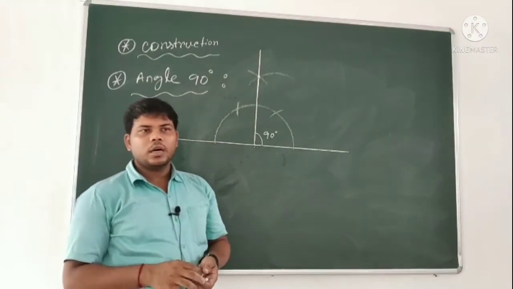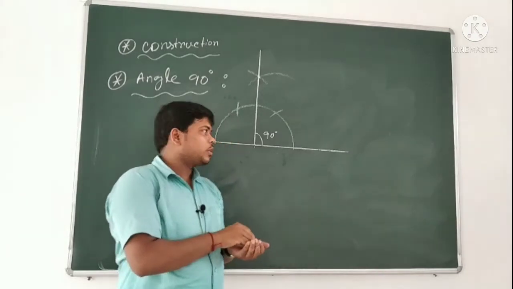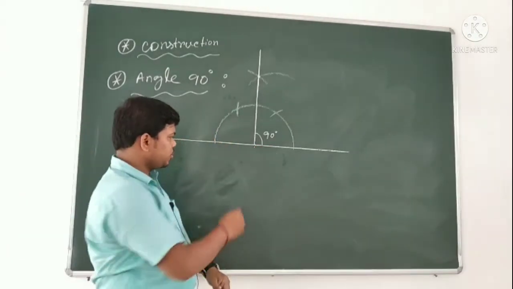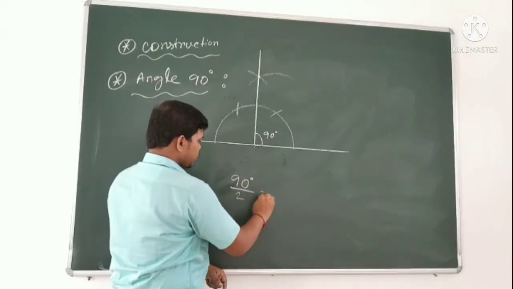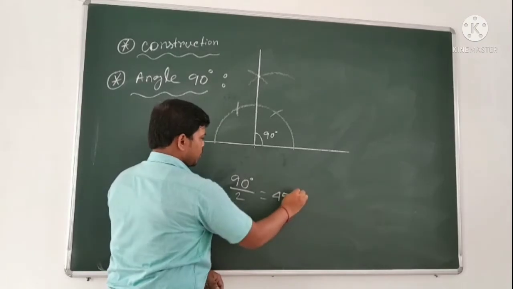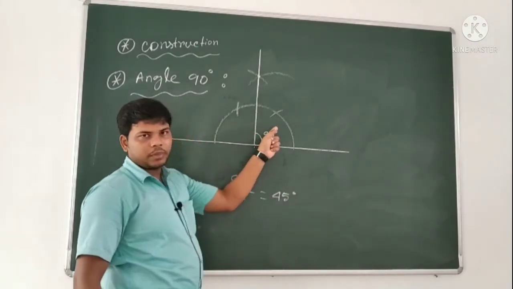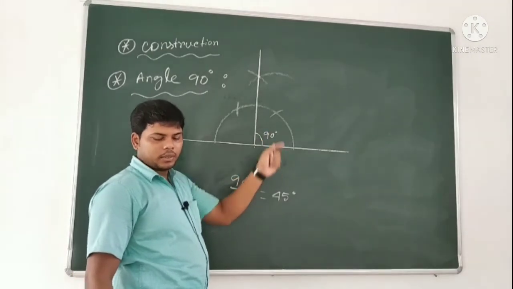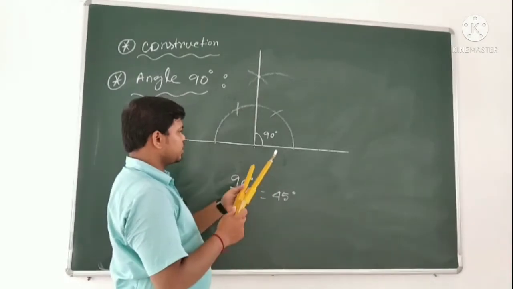Then how can I draw a 45-degree angle? If I bisect this angle, because we know 90-degree divided by 2 will be 45-degree, then this will be 45-degree. So how can I bisect?